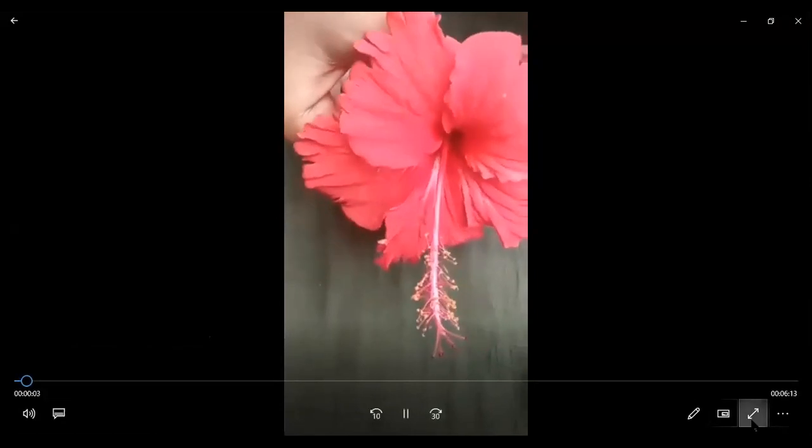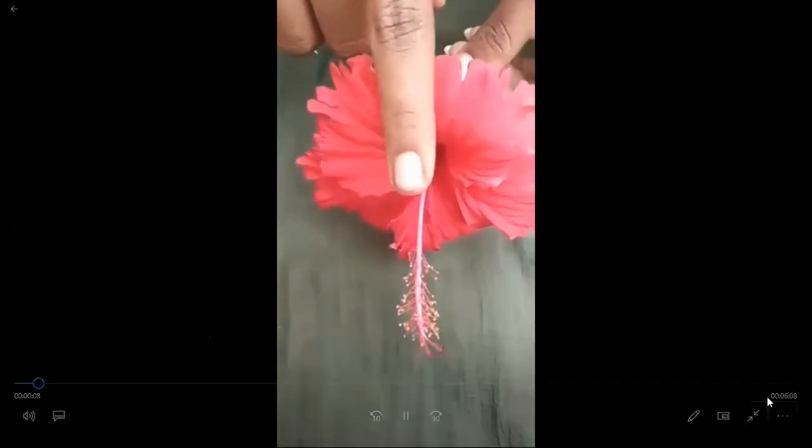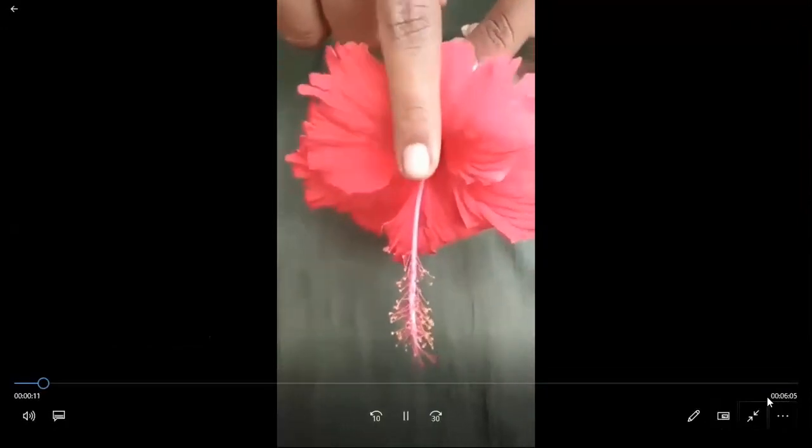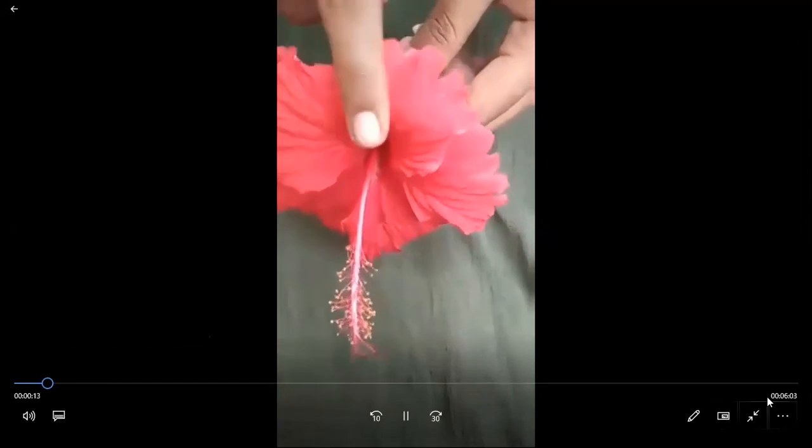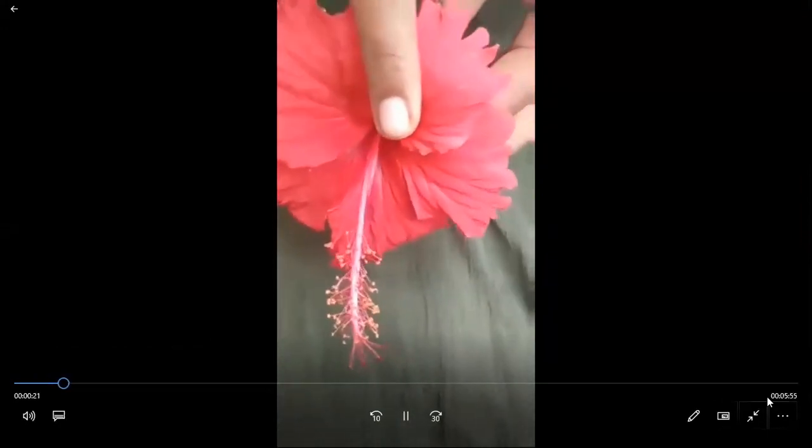Today we are going to do an experiment with a flower. I have taken a flower. This is hibiscus and the scientific name of this flower is Hibiscus rosa sinensis. You all have seen this very familiar flower. If you do not have this flower, you can do the experiment with any other flower that is available in your pot or in your garden.